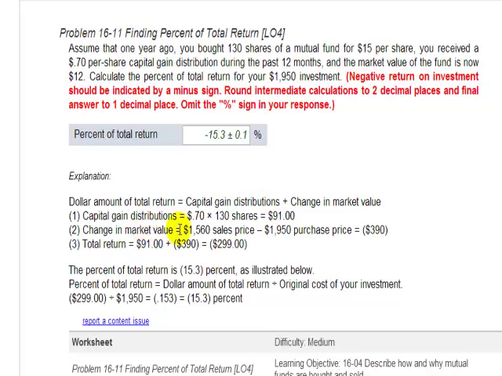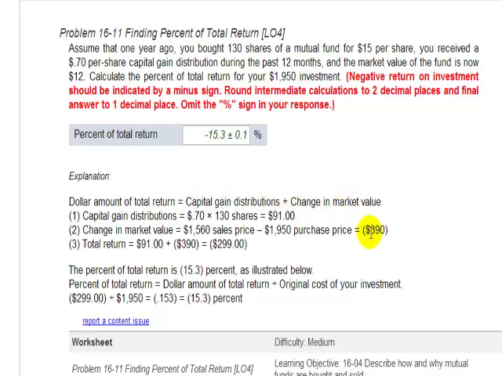The change in market value, let's see, the sales value of our shares at the time that we want to sell them is $1,560, which would be $12 per share times 130 shares. Compare that to the purchase price, which was $1,950. That was 130 shares at $15 a share, and so when you compare the selling price to the purchase price, we've lost $390.